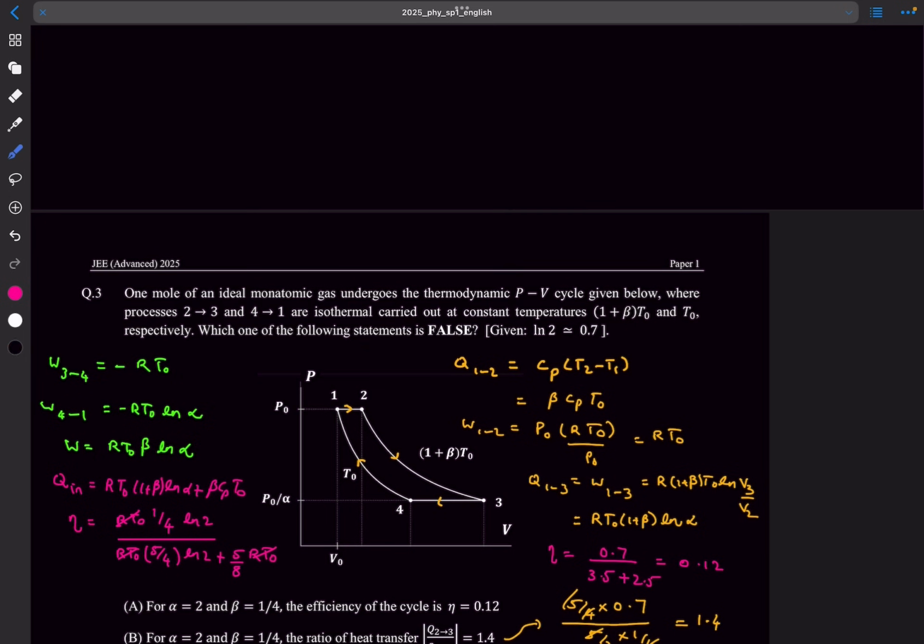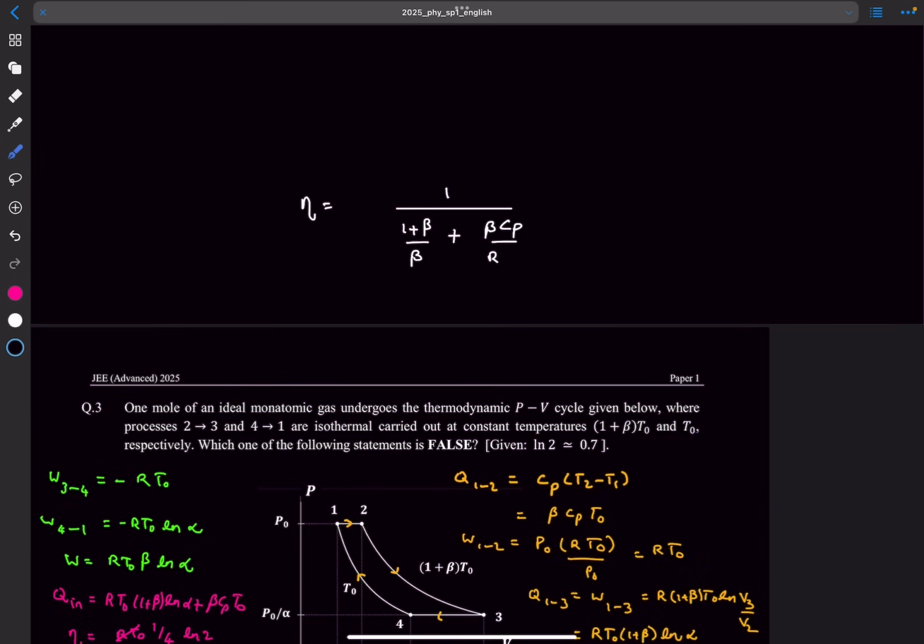Alright, so let's once again write down eta. And this time we'll make the numerator 1. So basically we'll divide the numerator and denominator by W. So this becomes 1 plus beta divided by beta. And the next term becomes beta Cp divided by R ln alpha.